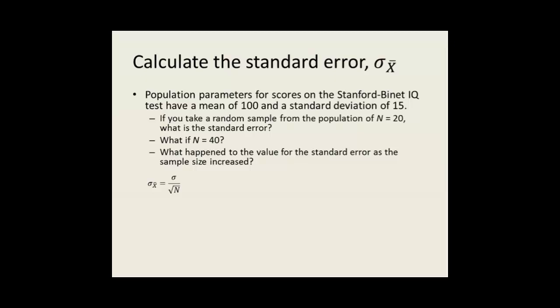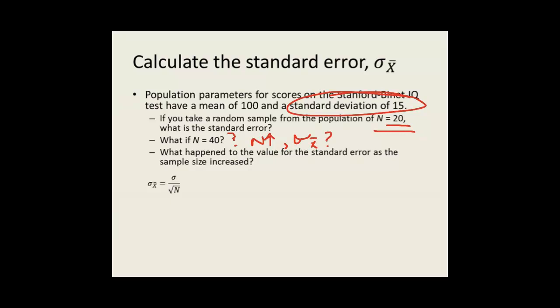So let's practice calculating the standard error when we do actually know the population standard deviation. Population parameters for scores on the Stanford-Binet IQ test have a mean of 100 and a standard deviation of 15. If you were to take a random sample from the population of a size of 20, what's the standard error? And then I want to follow that up by calculating what if n were 40, because something really interesting happens as n increases. We talked about it a little bit a couple slides ago, but now I'm going to show it to you in more detail.